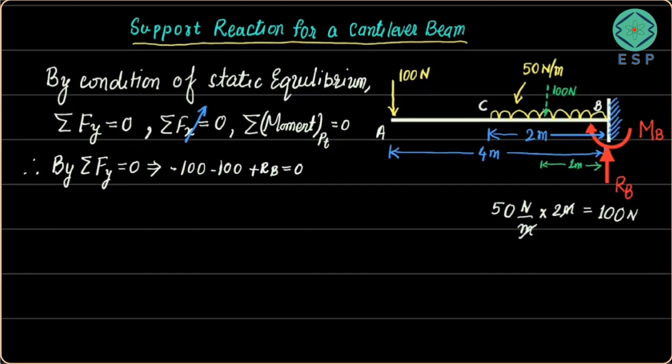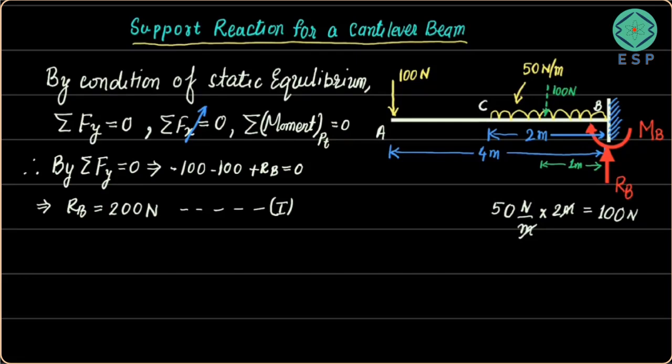So if you further simplify this equation, you will get RB as 200 newtons. So this you can call as equation 1 for our reference. Okay. Now it is very clear that all the upward forces must be equal to all downward forces, because the beam is balanced in the vertical direction. So downward force is 100 over here, 100 over here. So 200 must be equal to RB.